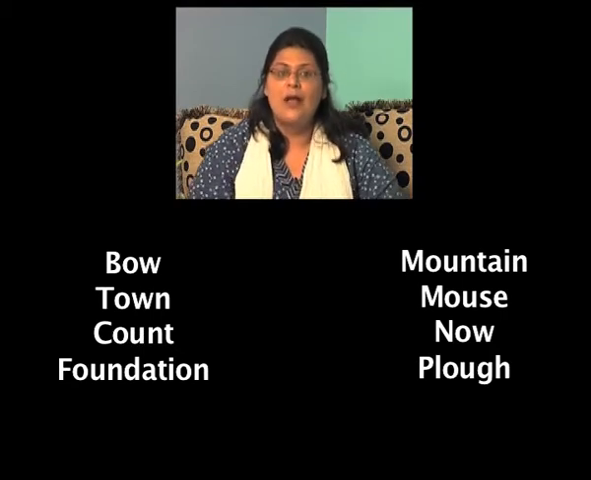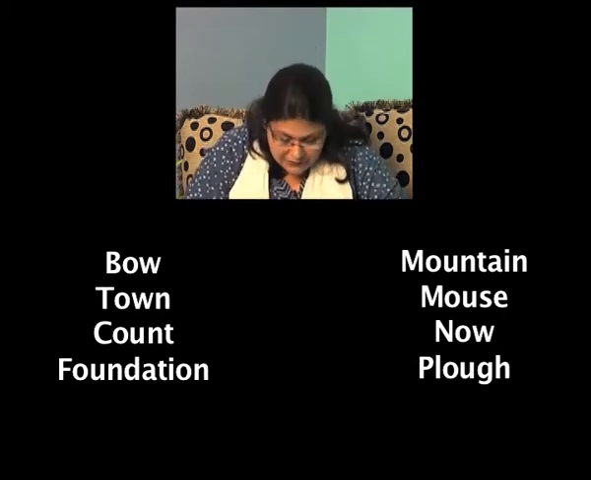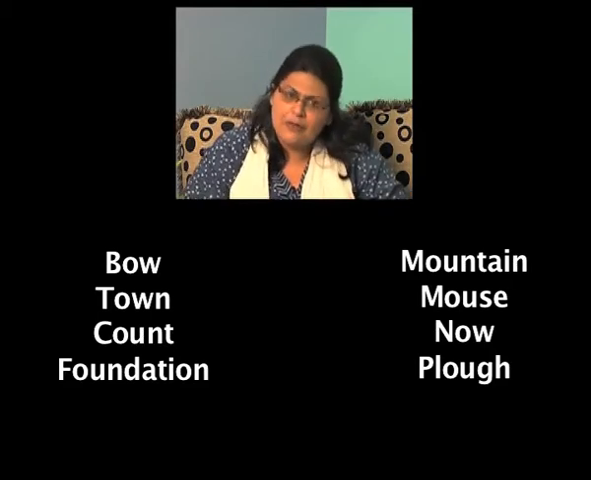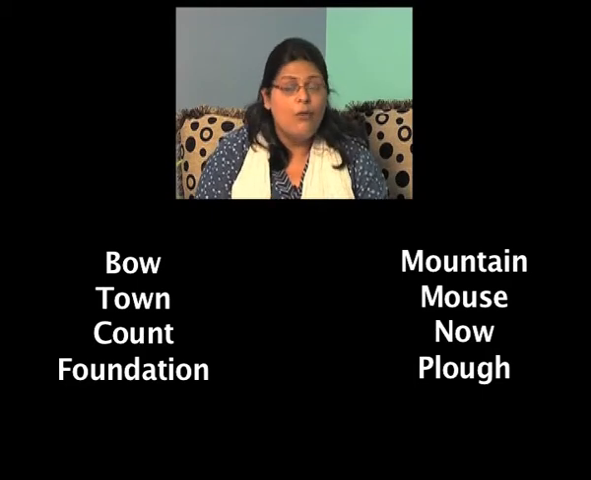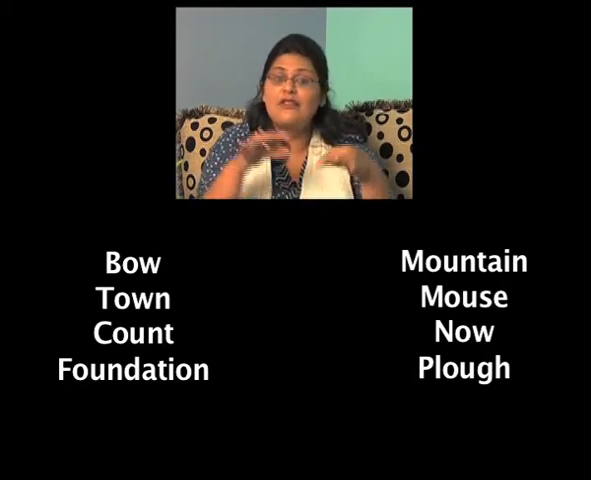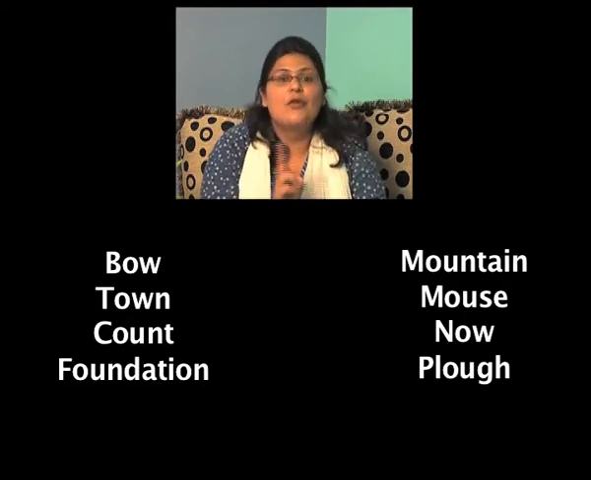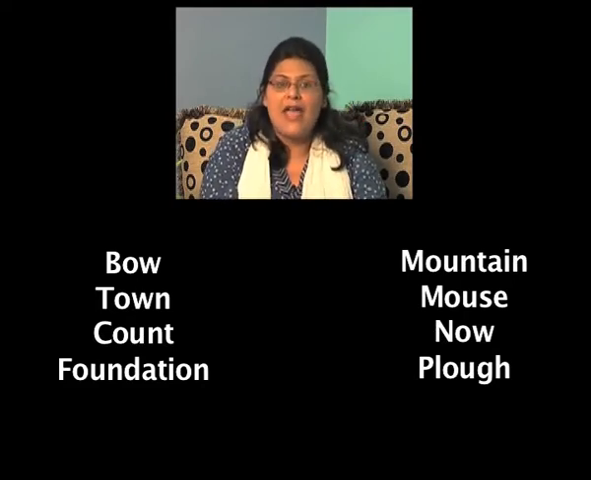Bow is to bend forward at the waist in order to show respect or acknowledgement. It's a form of greeting in a way. But bow is that piece of ribbon which we tie into a fancy knot. Let's not mix up the two words. Bow and bow.